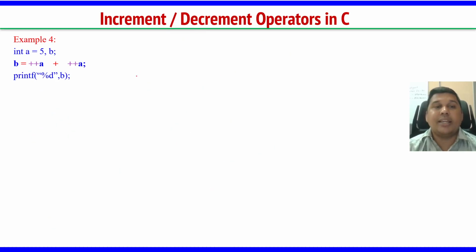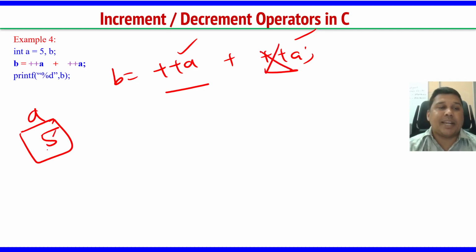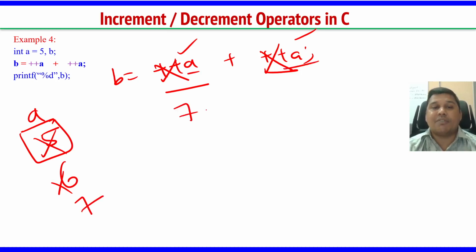I will repeat once again. When you have both pre-increment statements, don't use those values. If the variable is same, a and a, don't use the updated value. First complete all the pre-increment operations. So a value was having 5. Because of this pre-increment it became 6. Because of the second pre-increment it became 7. Now you add both a and a, that is 7 plus 7. This is how it works.